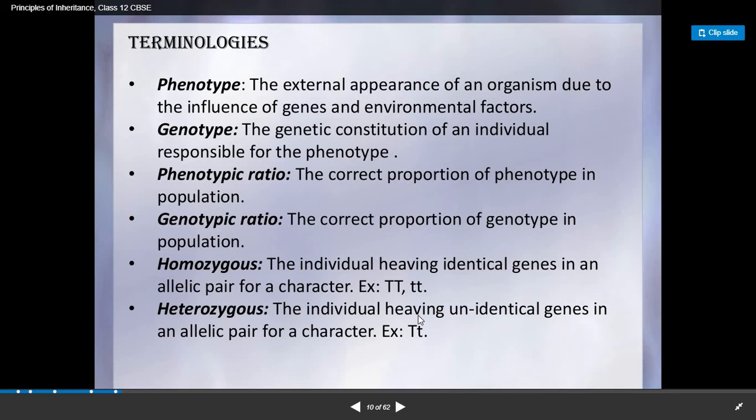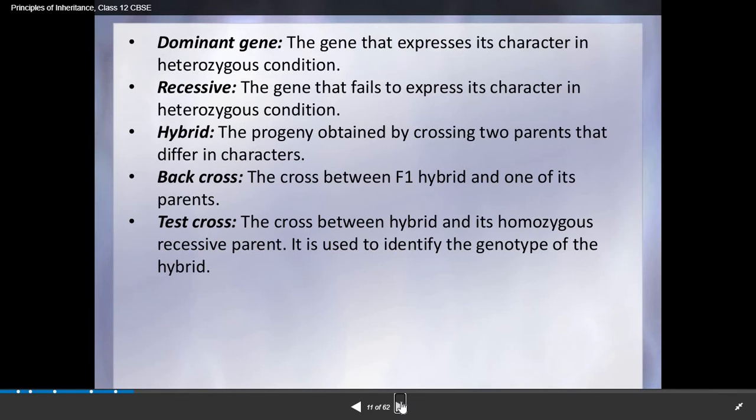Heterozygous, the individual having non-identical genes in an allelic pair for a character. For example, one T is capital and one t is small. So here you can see two different genes are there and they are known as heterozygous.